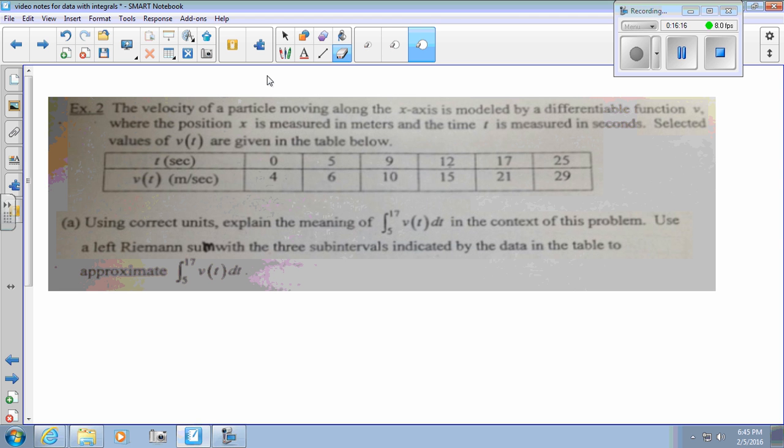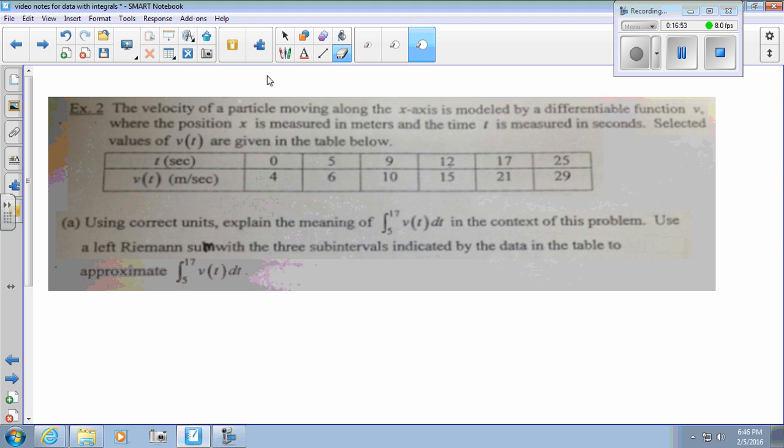On my second interval from 9 to 12, my width is going to be 3. That's the difference between 9 and 12. And then I'm going to multiply times my left endpoint, which would be f of 9. On my last interval from 12 to 17, my width is 5, and my left endpoint is the 12. Now, if I had been doing a right sum, instead of f of 5, f of 9, f of 12, I would have used f of 9, f of 12, f of 17. So read very carefully to see what kind of sum you're finding.